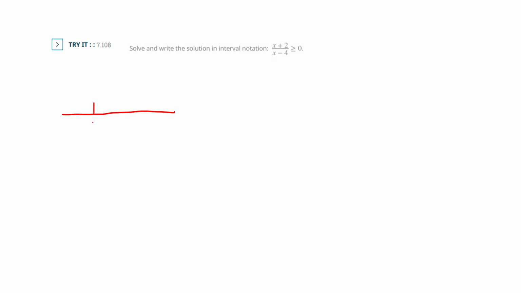So I would have an asymptote at 4. Oh, I did this. Hold on. I did this wrong. So at 4, I'm going to have a vertical asymptote. And then if I'm solving this, the x-intercept is just going to be the top. It's going to be x is negative 2.